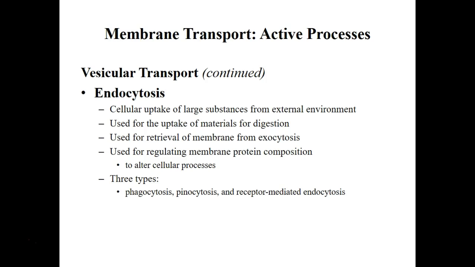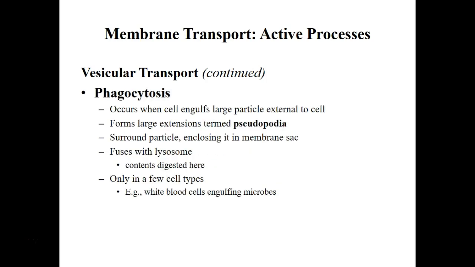Endocytosis is then the taking in of substances. So the plasma membrane actually becomes the vesicle for whatever we're taking in. There are three types of endocytosis that we talk about: phagocytosis, pinocytosis, and receptor-mediated endocytosis. Phagocytosis is basically cellular eating. We're taking in large molecules.